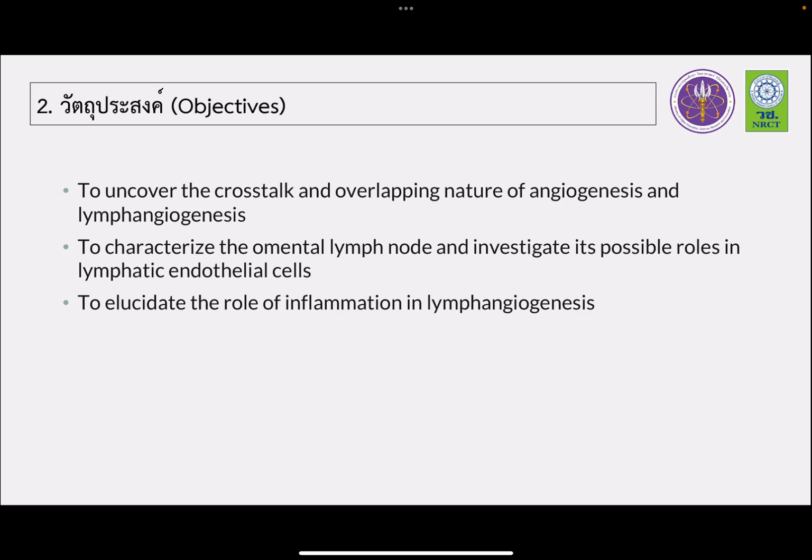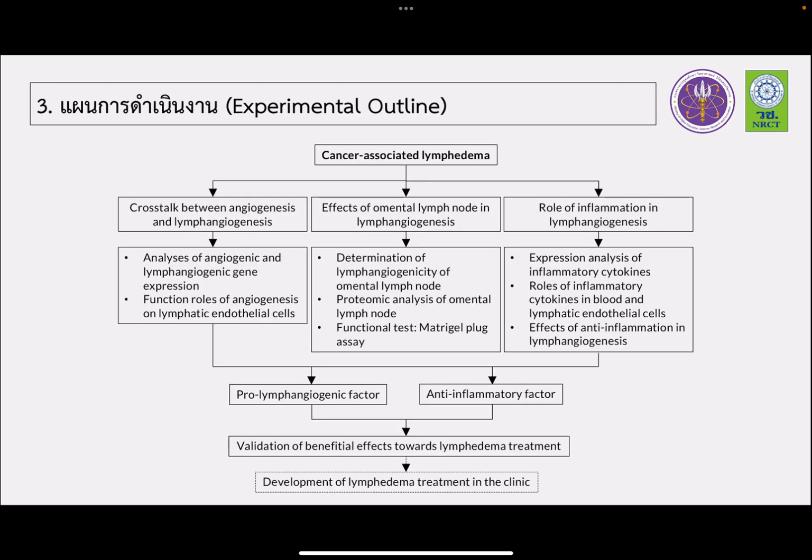First, to uncover the crosstalk and overlapping nature of angiogenesis and lymphangiogenesis. Second, to characterize the lymph node that were transferred to the patients and investigate the possible roles in lymphatic endothelial cell biology. And last, to elucidate the role of inflammation in the process of lymphangiogenesis. And here is the experimental outline as a flowchart. As you can see, there are experiments that try to address three parts of the project.